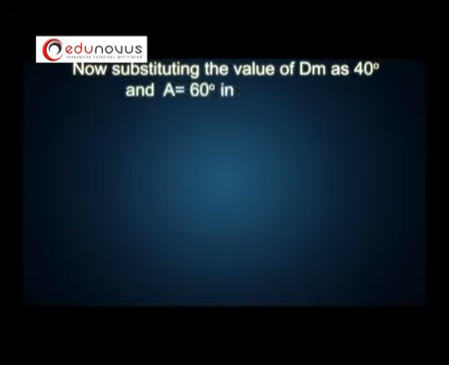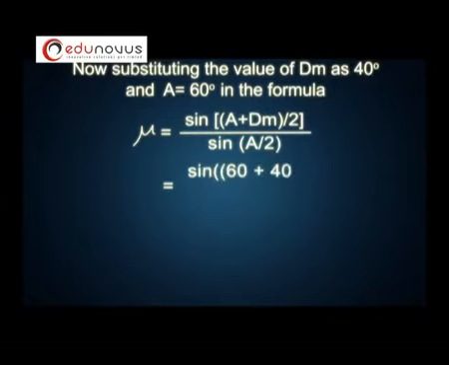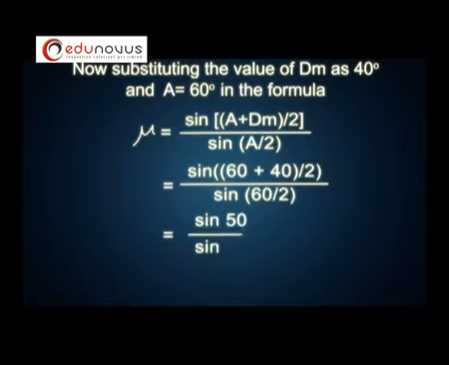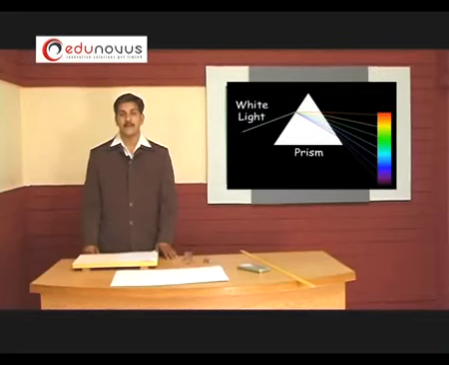Now substituting the value of Dm 40 degrees and capital A 60 degrees in the formula mu equal to sin (A plus Dm by 2) by sin (A by 2). Mu is equal to sin (60 plus 40 by 2) by sin (60 by 2). That is sin 50 by sin 30. Then mu is equal to 2 sin 50 degrees. Therefore, mu equal to 1.532. Therefore, the refractive index of the material of the prism is 1.532.